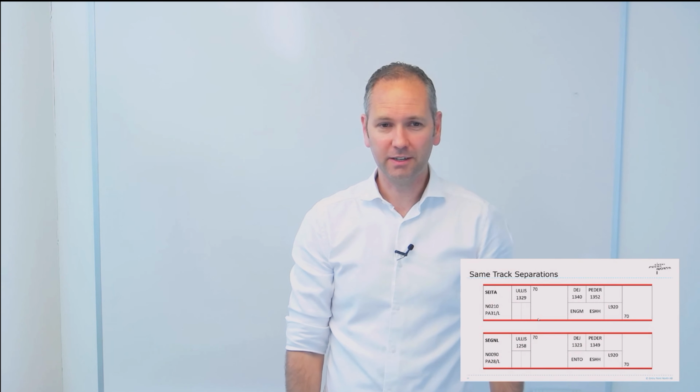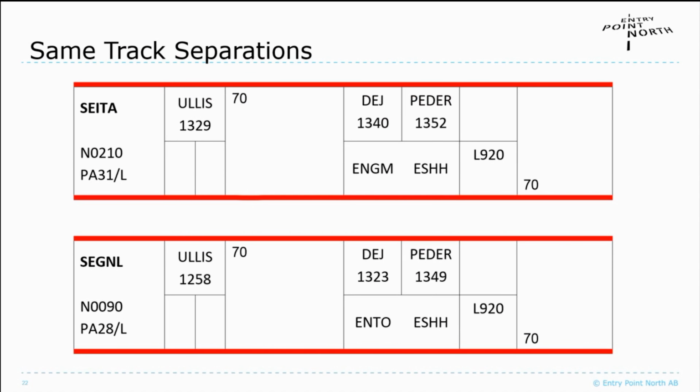Now we're going to look at a same track separation scenario. So here we have two overflying aircraft. We have Sierra Echo India Tango Alpha overflying TMA from Ulis to Deya to Pedder at flight level 70. And we also have Sierra Echo Golf November Lima also flying from Ulis to Deya to Pedder, also at flight level 70, of course. But as you can see, Sierra November Lima, they call us first at Ulis at time 58, a good half hour before Sierra Tango Alpha.